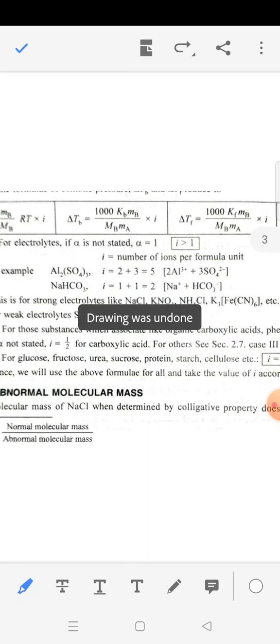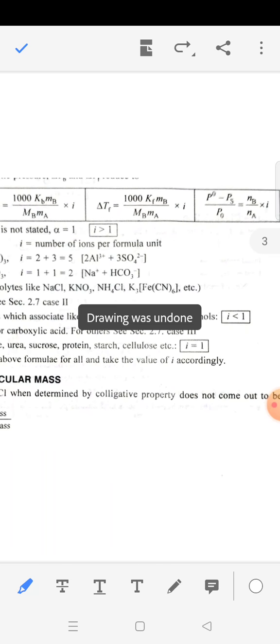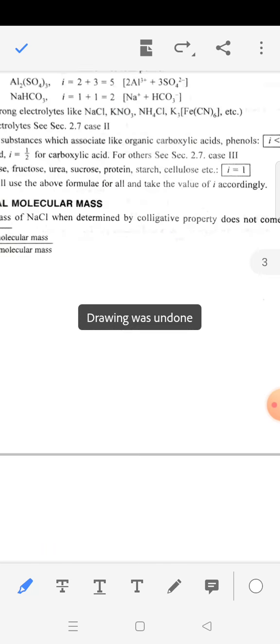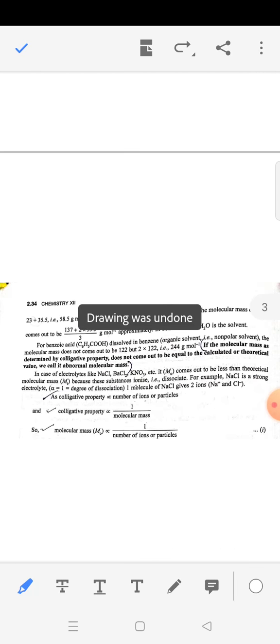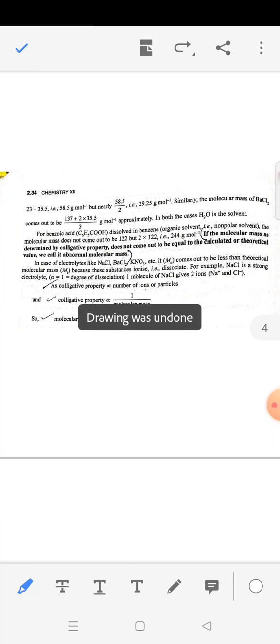Now comes a question. What is abnormal molar mass? You see here, the molecular mass of NaCl when determined by colligative property doesn't come out to be 58.5, which is supposed to be the correct value, but it comes out to be 29.25, which is almost half of it. Similarly, the molar mass of barium chloride also comes out to be different than expected. For benzoic acid also it comes out to be 244 instead of 122.